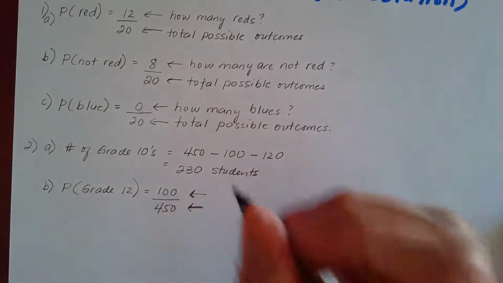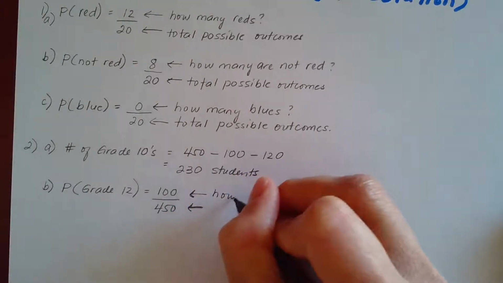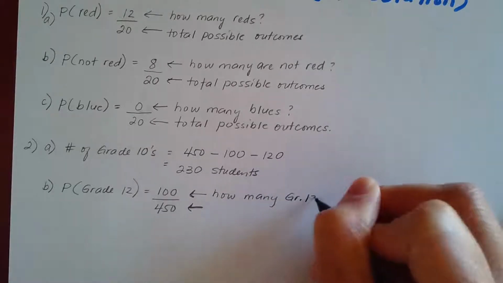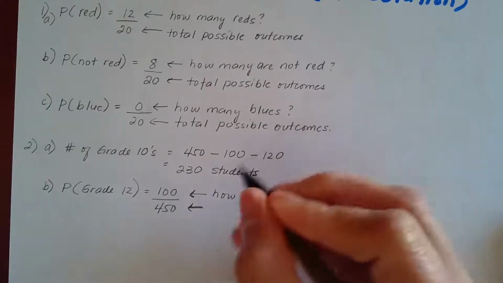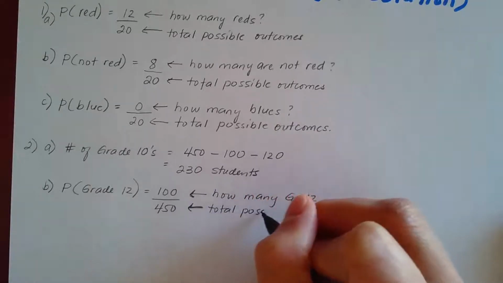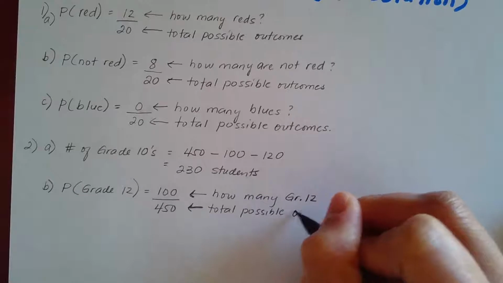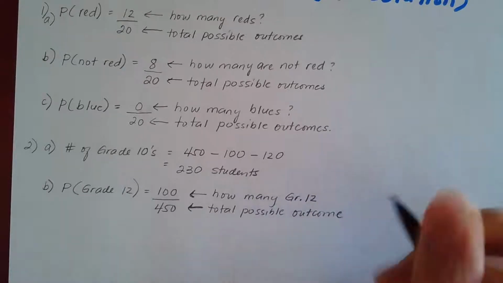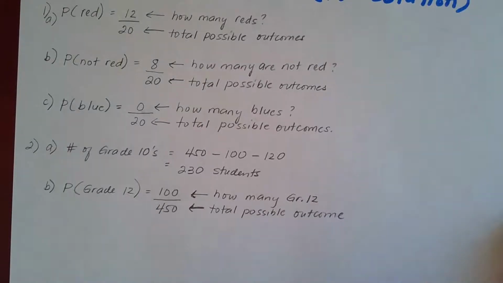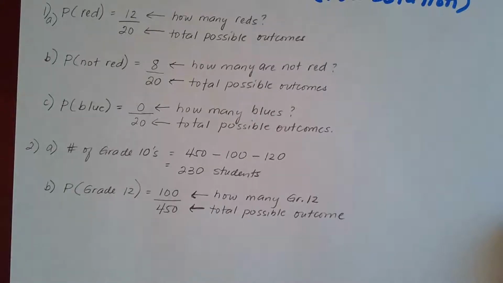So 100 would be how many grade 12s? I'll just put GR12. And then how many total possible outcomes? When we talk about total possible outcomes, that includes all the total students, that's grade 10, 11, and 12. Okay, so that's number 2A.